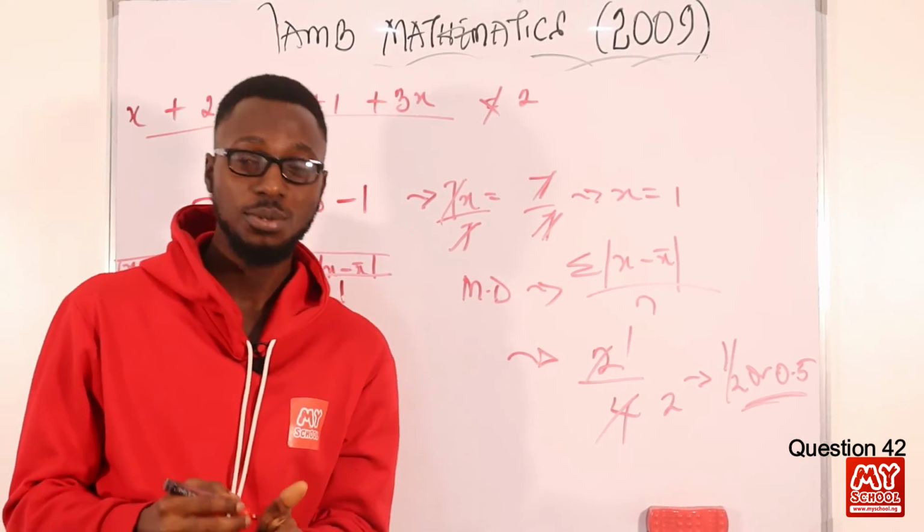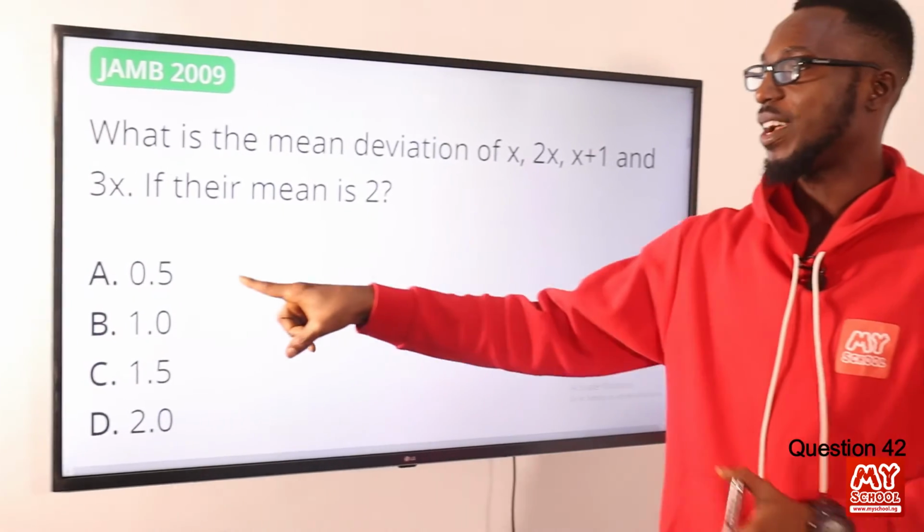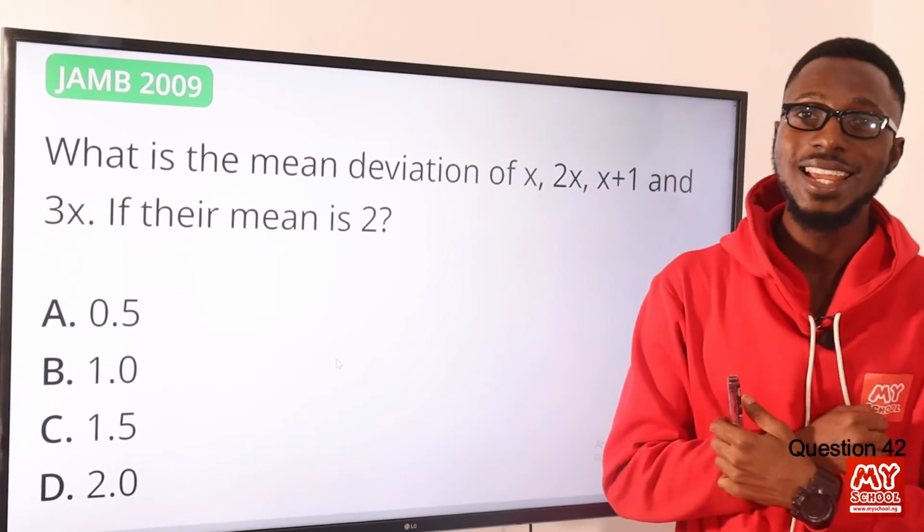So let me go back to the screen to look for 1 over 2 or 0.5 possibly. Very well, I have that in option A. So option A is a valid option.